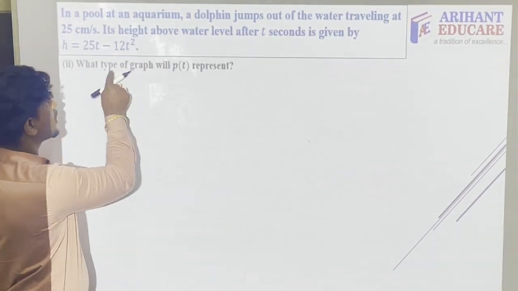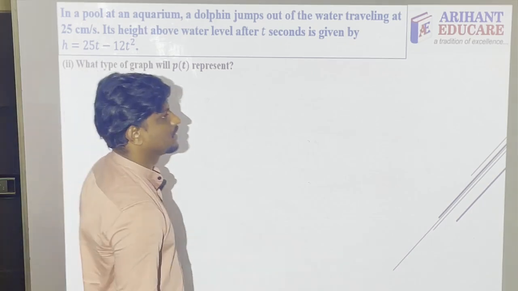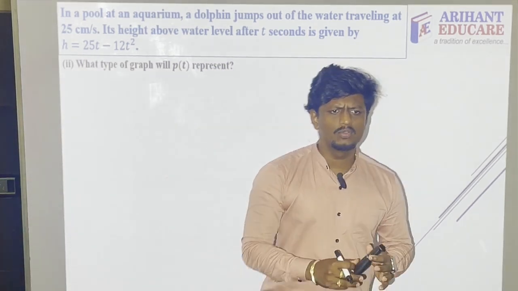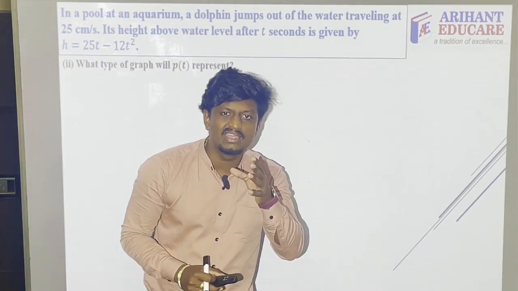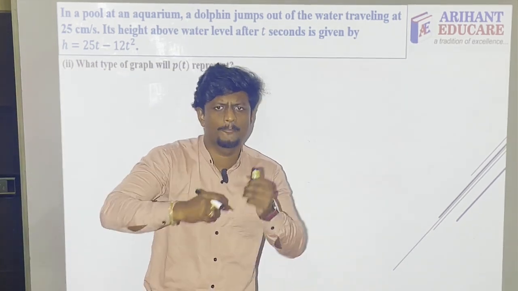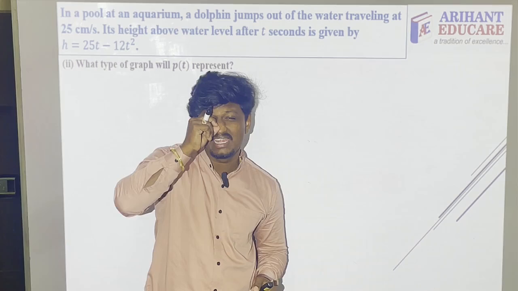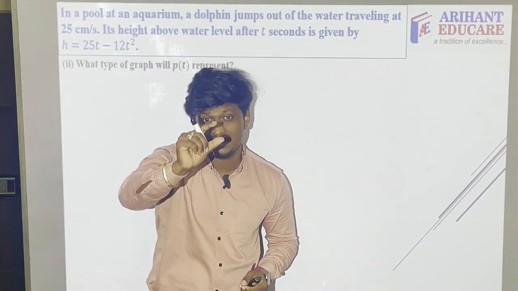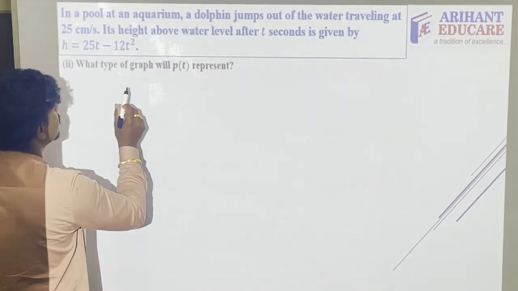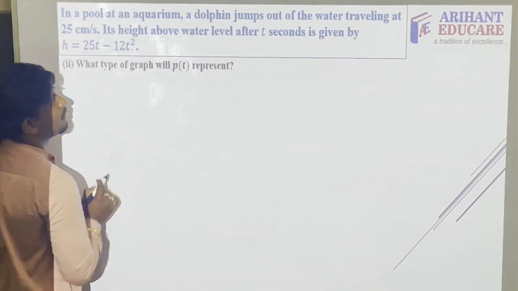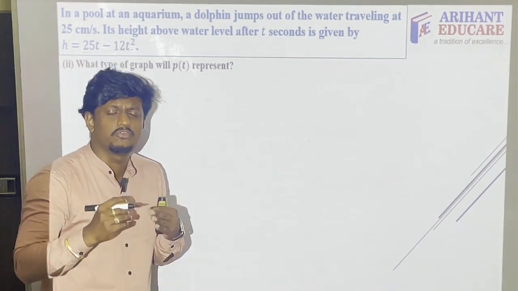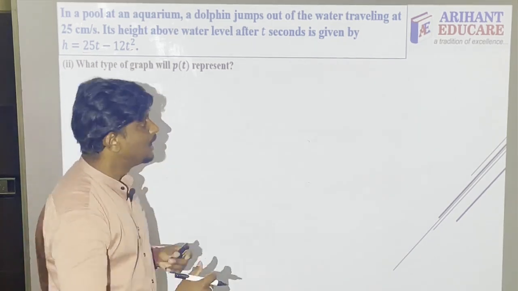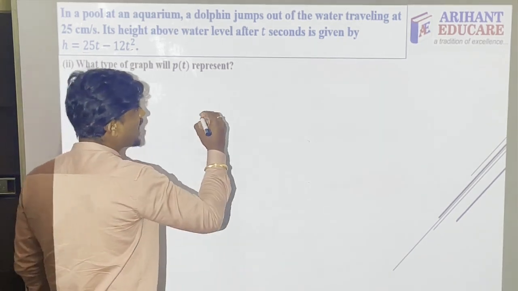Second question says, what type of graph will P of t represent? It's a very simple sum. When you think about graphs and when you see the equation, a linear equation is called linear because when you plot it on a graph, you get a straight line. Linear has line in it. Now, when you see the actual variable, what is its degree? Degree 2. So definitely it is going to form a curve. What type of curve? It is always going to form a parabola.